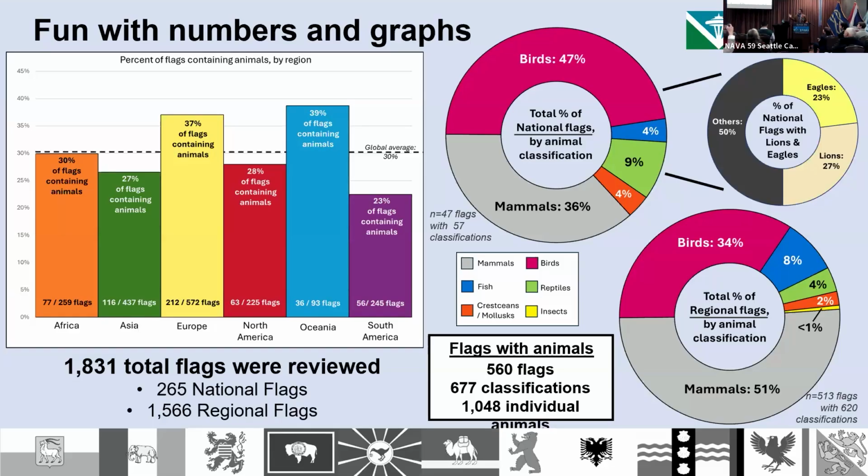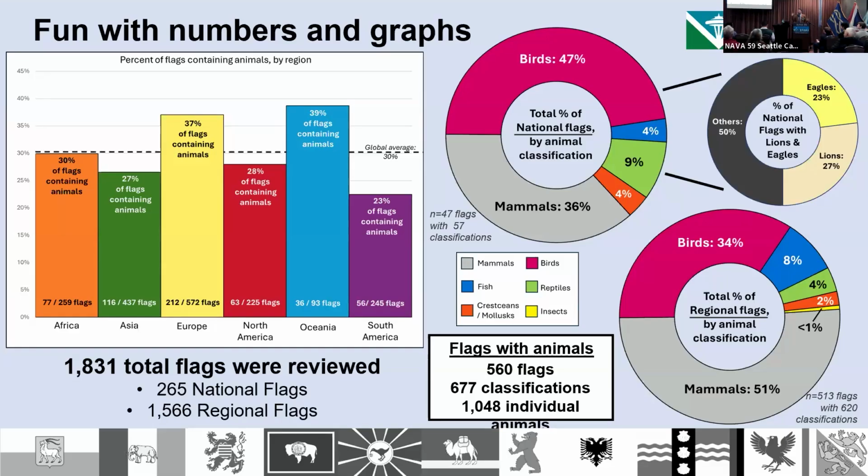And then, spoiler alert, I know everyone's thinking in their head, they're trying to figure out what animals are common on flags. And everyone's probably either thinking lions or eagles. That's correct. About a quarter of all animals on national flags are lions, and about a quarter are eagles. But 50% of animals on national flags are neither of those things. So again, that's the whole point of the study.